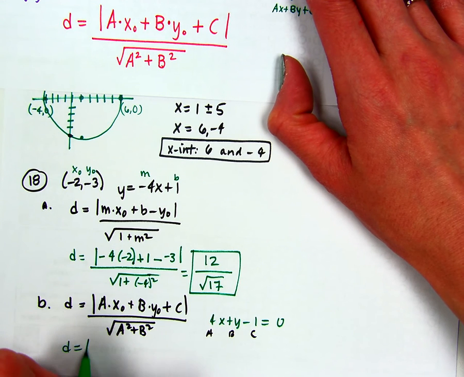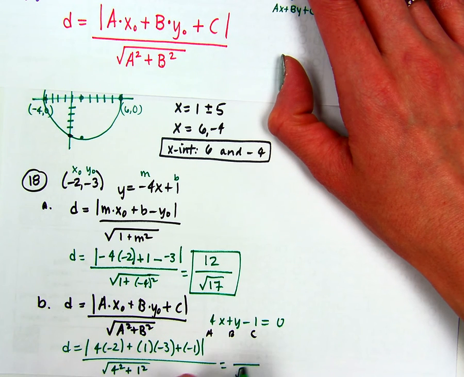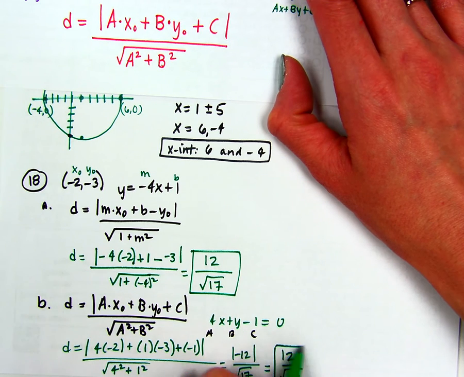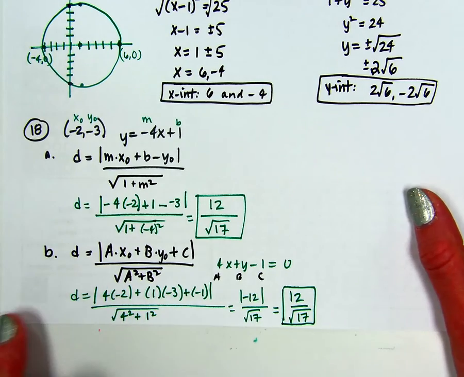So my distance is equal to the absolute value of 4 times -2 plus 1 times -3 plus -1, all over, this time I need to do a squared plus b squared, so 4 squared plus 1 squared. All right, so that's also root 17. And over here we've got -8 minus 3, that's -11, minus 1 is -12. Oh, but it's absolute value. There we go, makes sense. All right, so 12 over root 17. So as you can see, you get the same answer no matter which equation you use.